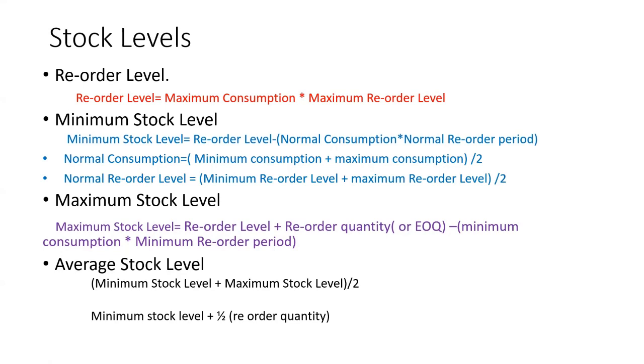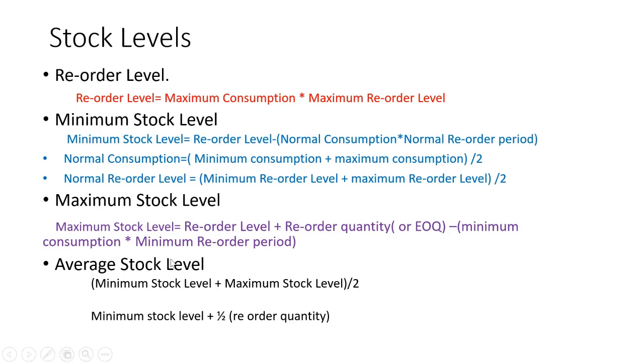Next is maximum stock level. It is usually more than your reorder level. If the reorder level is 400, it may be 500 or 600, depends. How to calculate it? Reorder level plus reorder quantity, which is also called EOQ, minus minimum consumption into minimum reorder period. While we discuss the questions, you will come to know, but I'm just explaining the formulas.